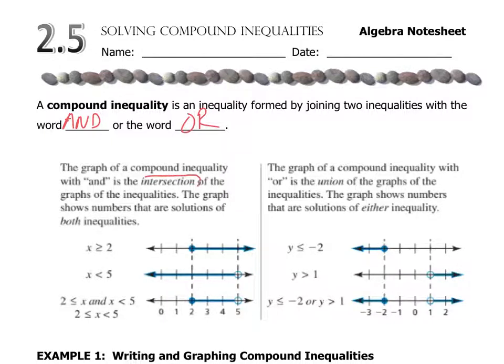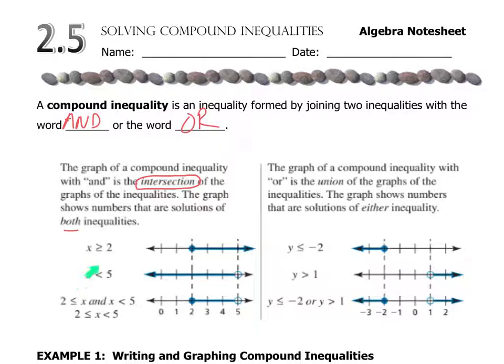Just notice this right here. It's the intersection of the graphs of the inequalities. The graph shows the numbers that are solutions to both inequalities. So looking at the two examples we have here, we have x is greater than or equal to 2. And that's what the graph would look like. It would start with a closed circle and go on forever to the right.